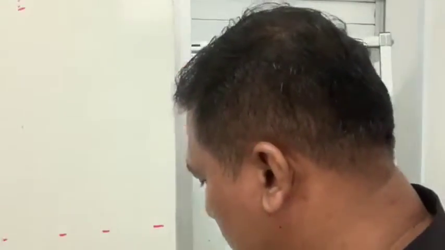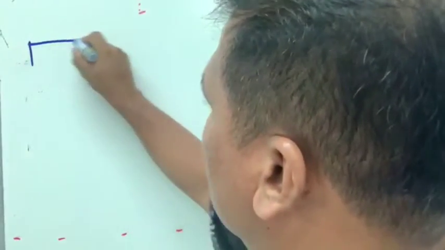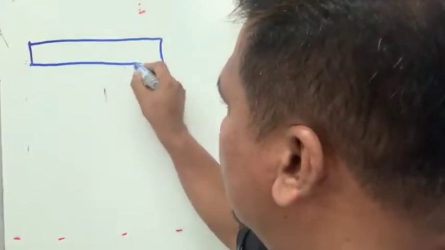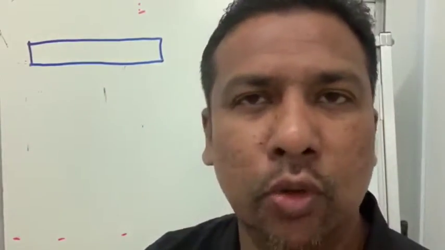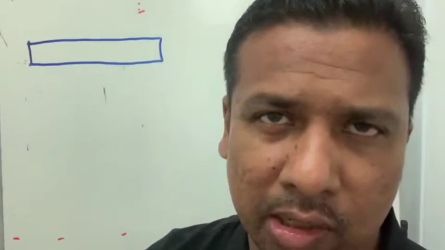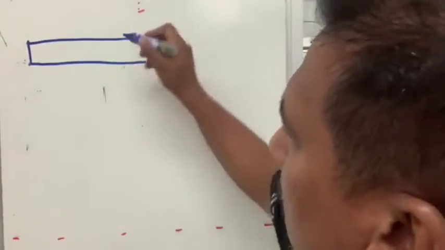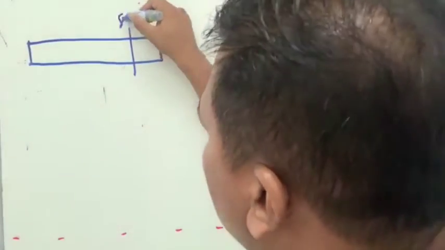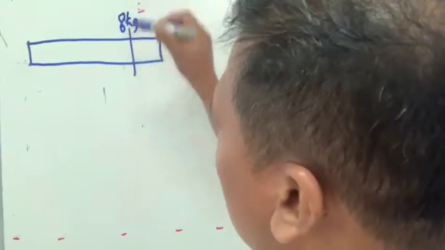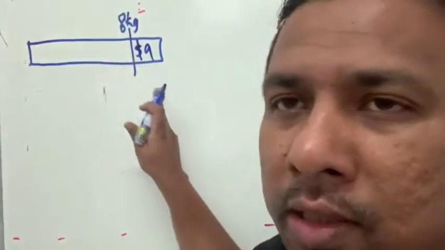Well, this is what we do. First of all, we draw a model like this. Now this represents Deepak's money, alright? And the question says, if she were to buy 8 kg of durians, she would have some money left. So I'm gonna cut it here. I'm gonna assume this is 8 kg of durians, and she would have $9 left. Remember, $9. So if she bought 8 kg of durians, $9 left.